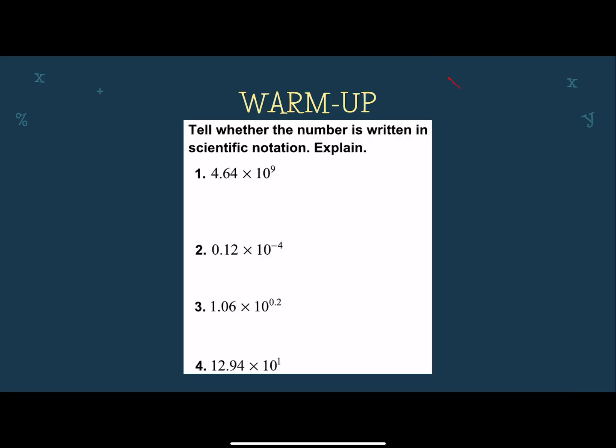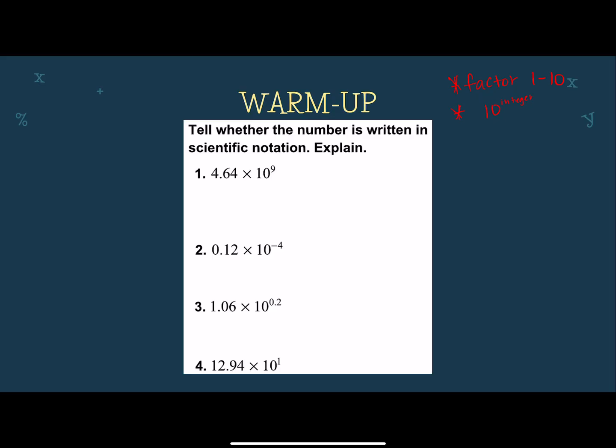But remember that our two rules were, one, that my first number or my factor has to be between 1 and 10. And then also I have to have 10 to some integer exponent. And an integer means that it's going to be a positive or a negative, but it's not going to be a fraction or a decimal.